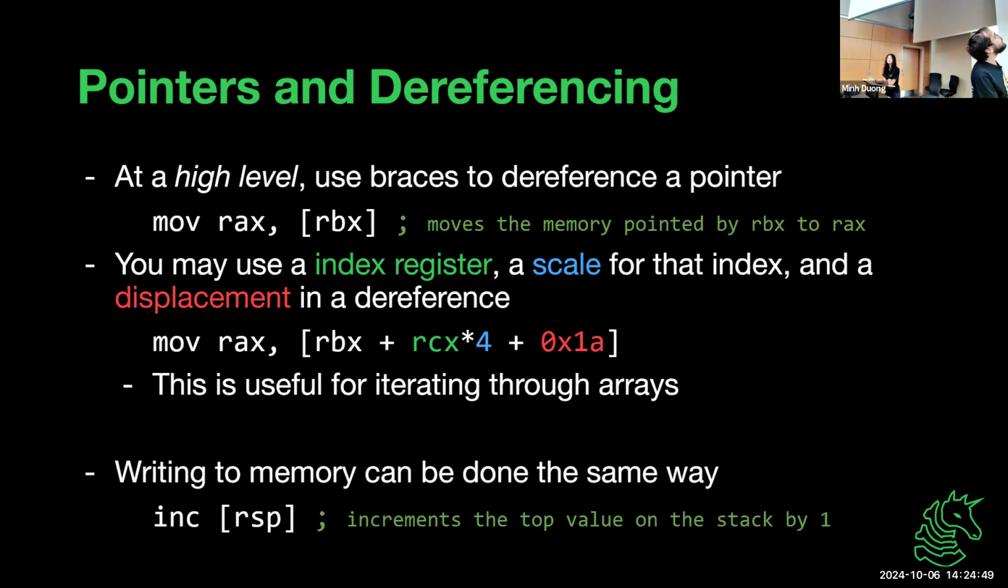So if you want to dereference the memory, you just surround the pointer value that's stored in a register with brackets. This is the same as saying RBX is a pointer and I do star RBX and I get the value that's at that pointer. Just in assembly, it's with brackets. But assembly also allows you to specify a few indexing-like arithmetic to that pointer, which includes an index register, a scale, and a displacement.